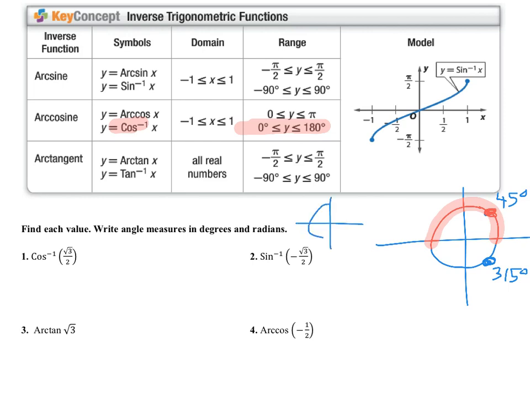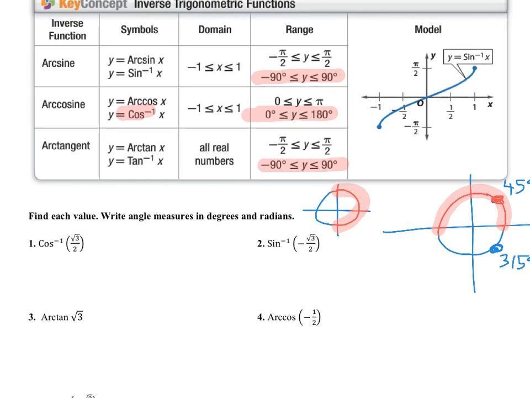If we have a unit circle, sine and tangent, they only want answers that are in quadrant 1 or quadrant 4, as you can see right here, between negative 90 and positive 90. So this is sine and tangent. Alright, so keep that in mind as you're doing these.